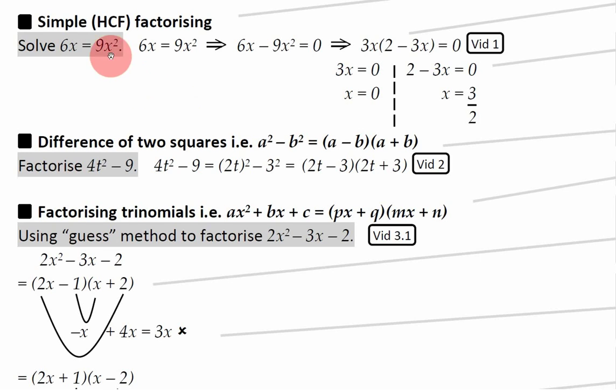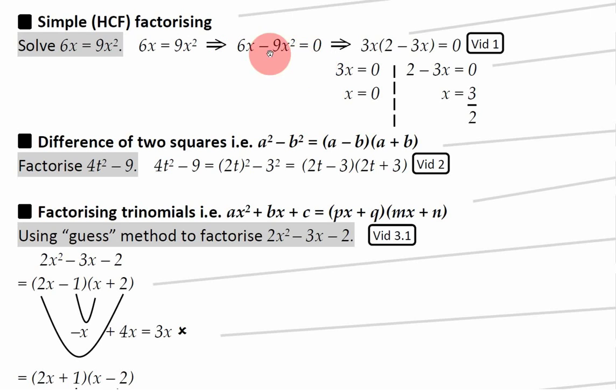So let me show you how to use highest common factor factorising to solve basic quadratic equations like this one, 6x equals 9x squared. The first stage is to rearrange your equation so it's equal to 0, like I've done here. So I move the 9x squared over to that side, and I got minus 9x squared. So you got 6x minus 9x squared is equal to 0.